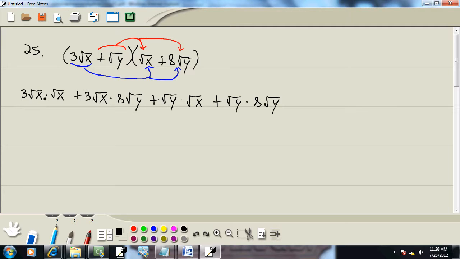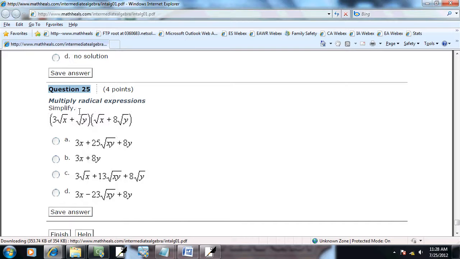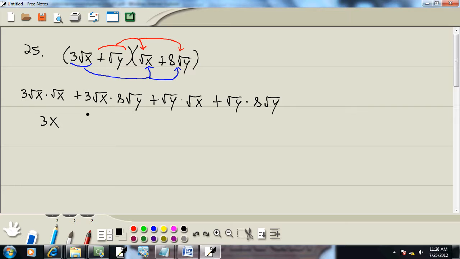Now, if the square roots are the same, like square root of x times square root of x, that just gives us x. Now, specifically, the answer doesn't say anything about what sign the variables are, so we assume everything's positive, and we don't need absolute value bars. 3 times 8 would give us 24, and square root of x times square root of y, you just put them under the same radical, so square root of xy. Square root of y times square root of x, again, you just put them underneath the same radical. I'll put them in alphabetical order.